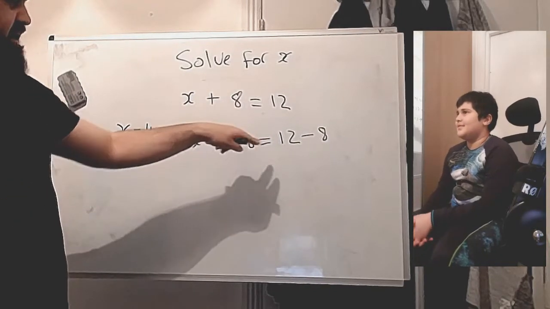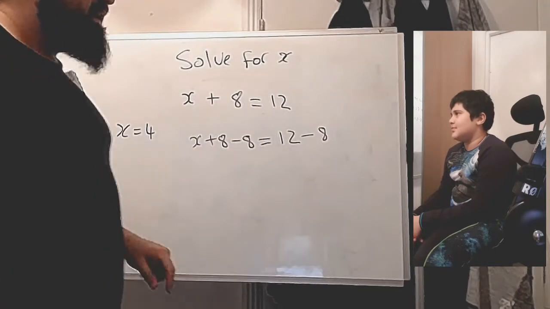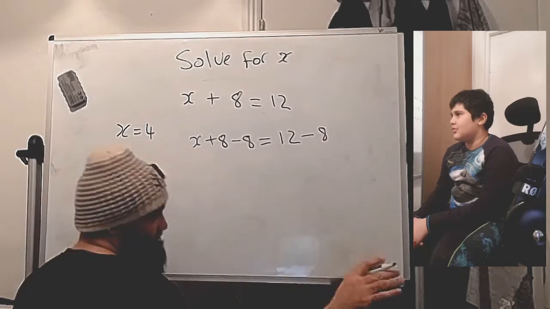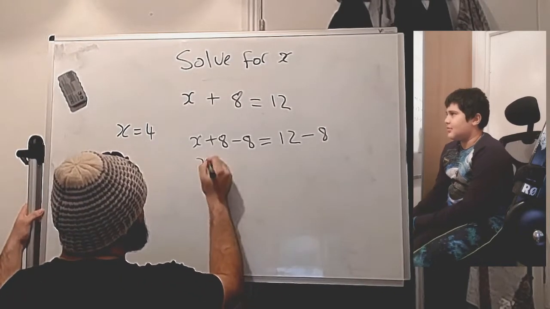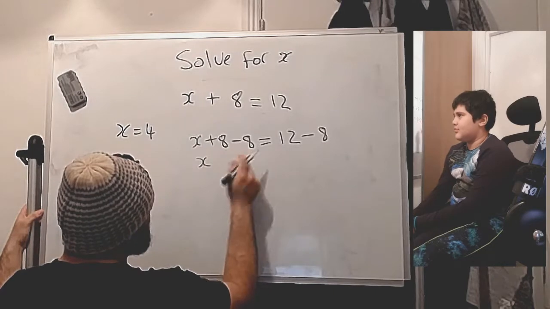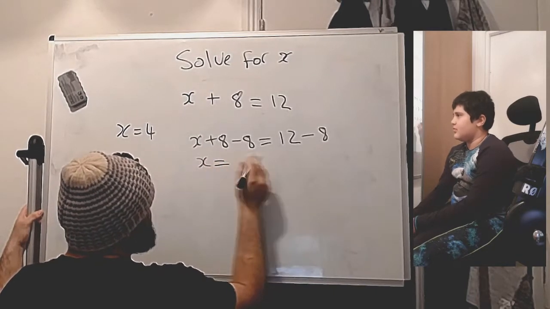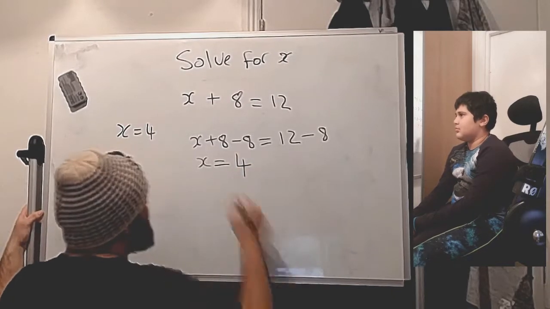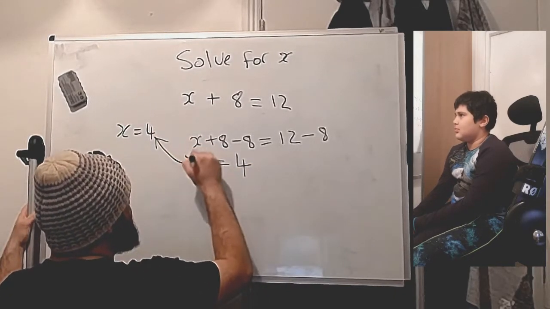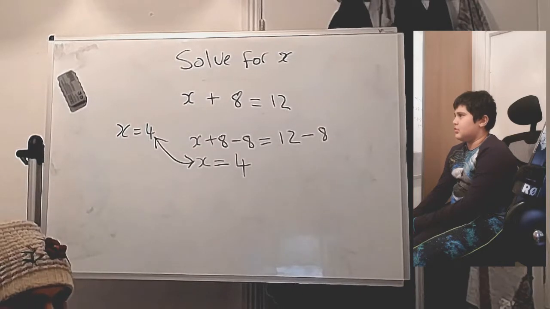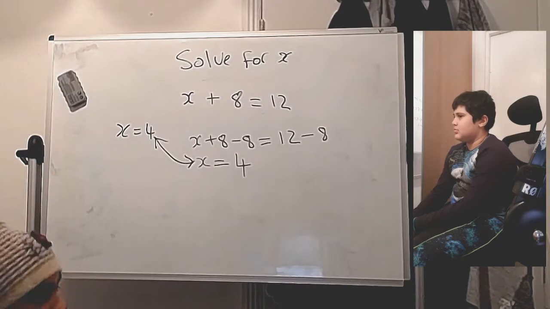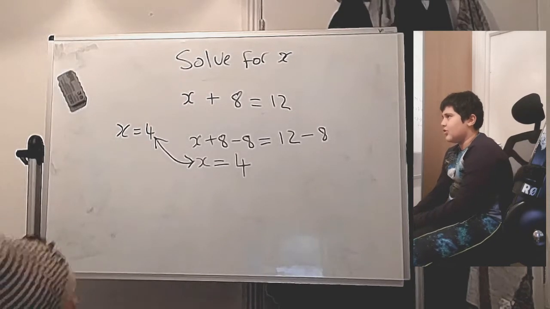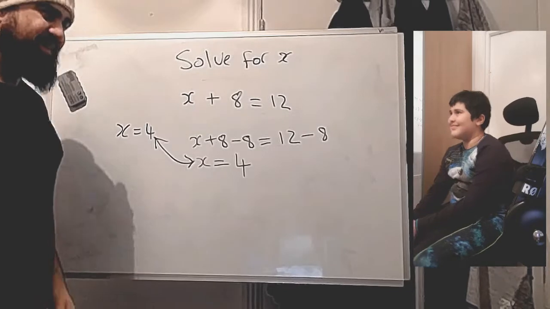So x plus 8 minus 8 equals 12 minus 8. Just keep watching. X plus 8 minus 8 will just give you x, obviously. Equals 12 minus 8, which is 4. Look at that. What do you see there? Same number. But I got it in a different way, huh? How did I do that? I used algebra.